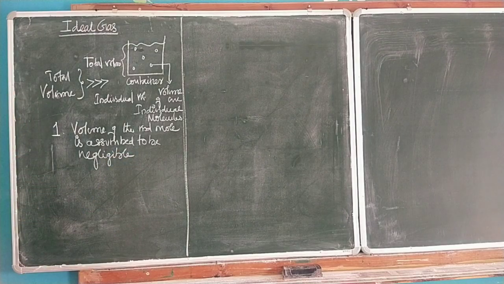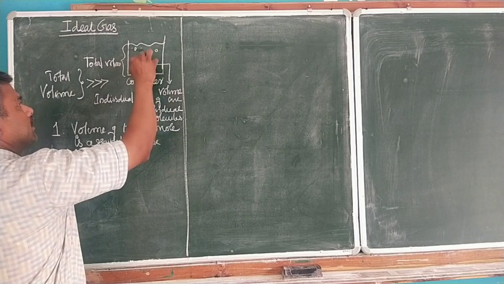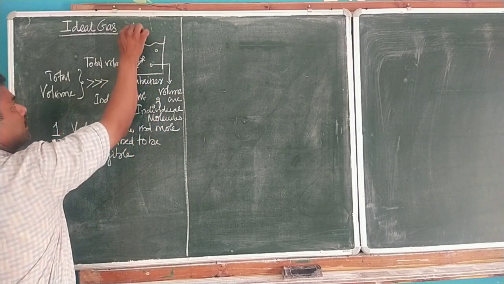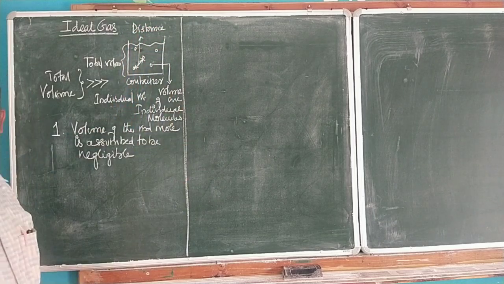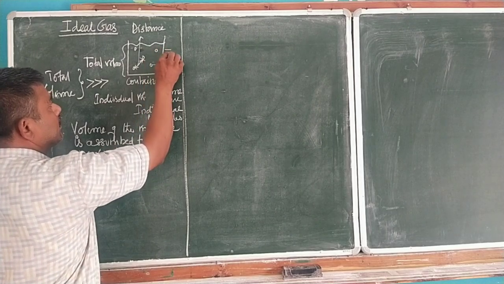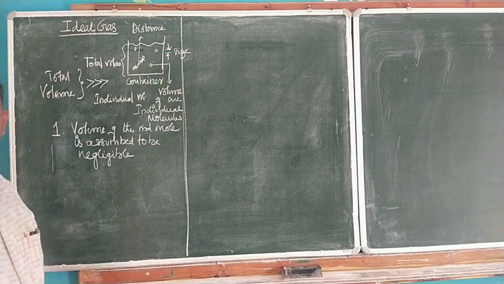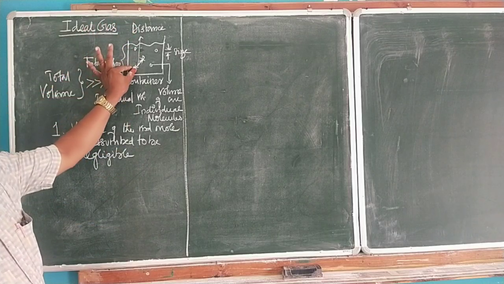Second information, listen: what is the distance between the molecules? This is the distance between the molecules. And what about the size of the molecule? This is the size of an individual molecule.